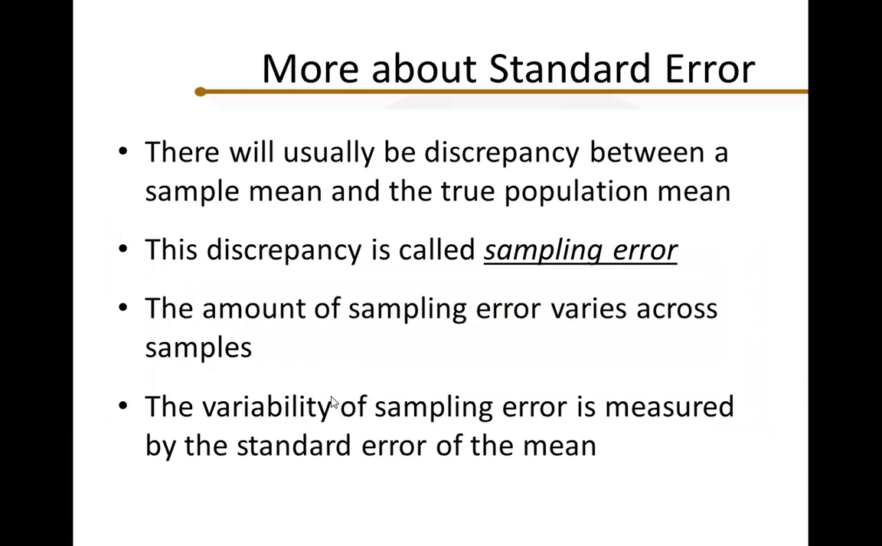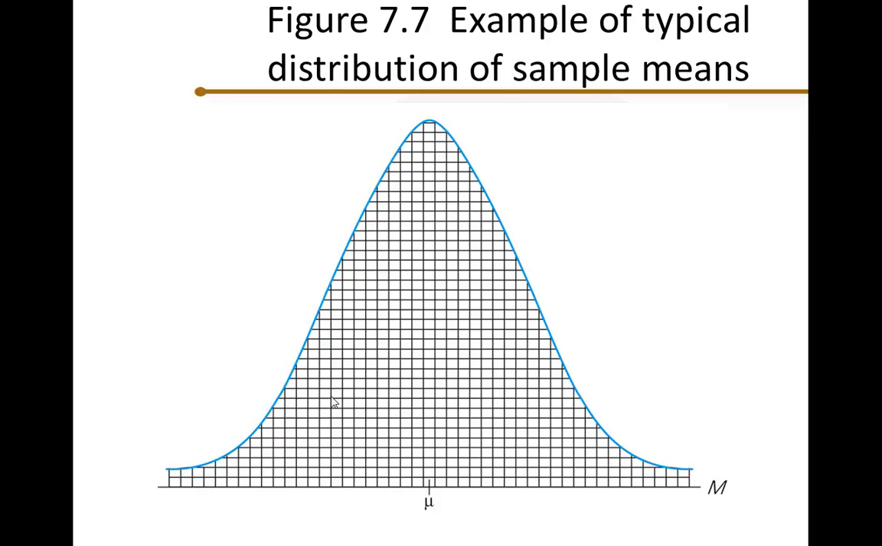A little bit more about standard error. There will usually be a discrepancy between your sample mean and your true population mean. Your discrepancy is called sampling error. The amount of sampling error varies across your samples. So the variability of sampling error is measured by the standard error of the mean.